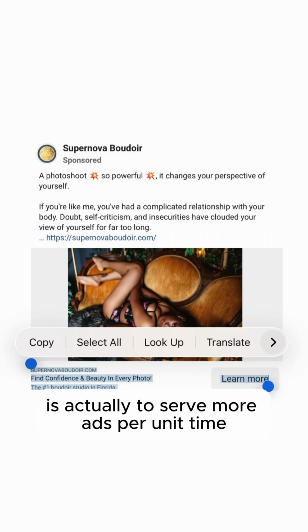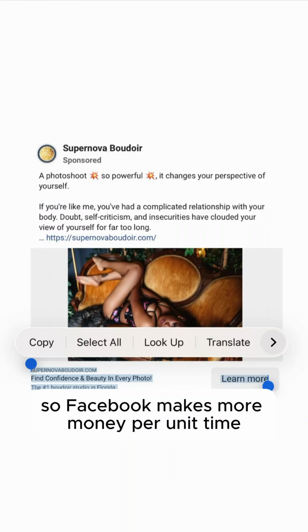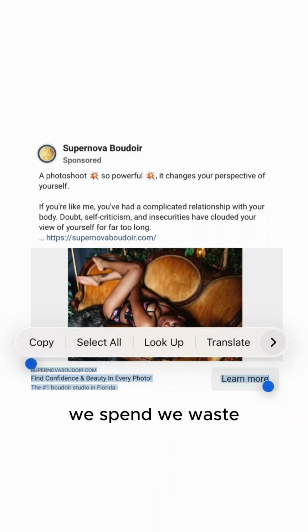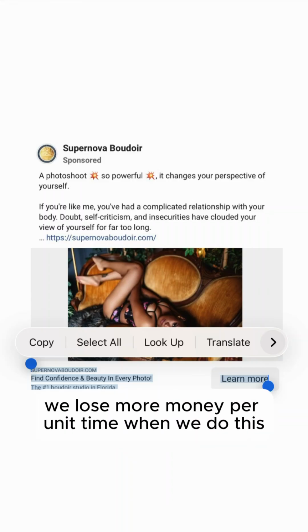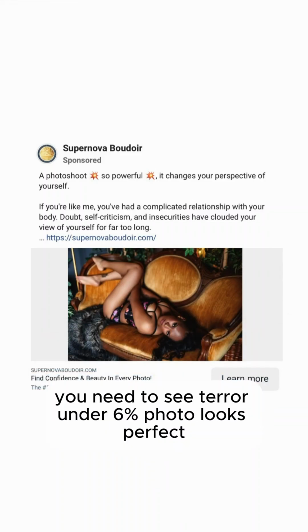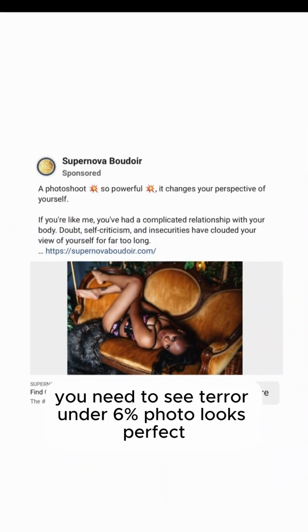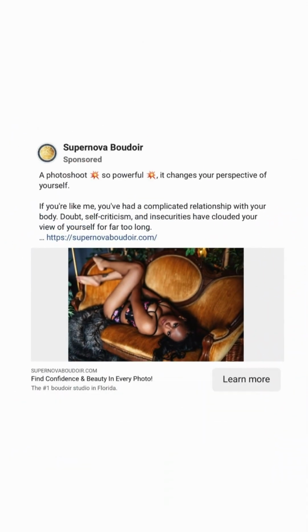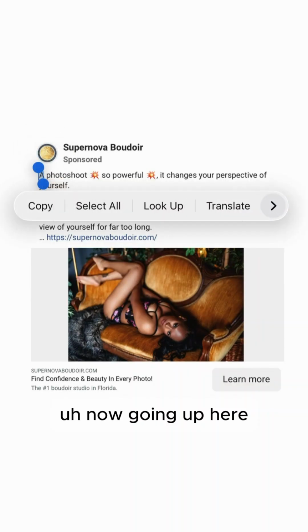Now, what Facebook gets is actually to serve more ads per unit time. So Facebook makes more money per unit time. We lose more money per unit time when we do this. And this is pulling our unique CTR under 6%. Photo looks perfect.